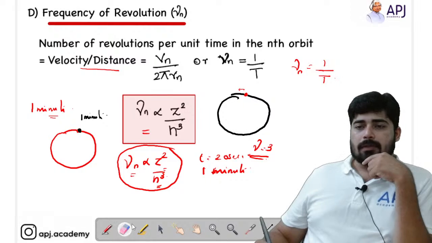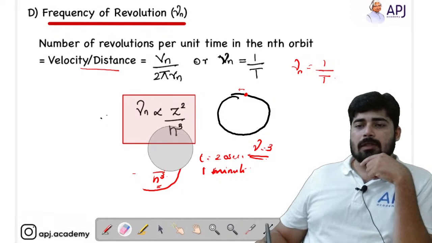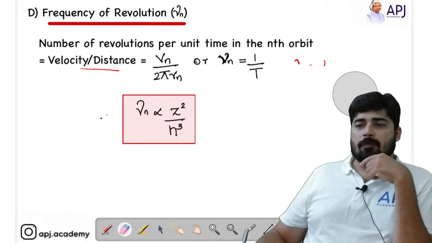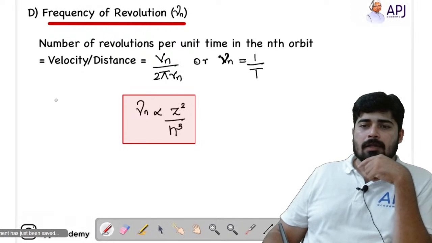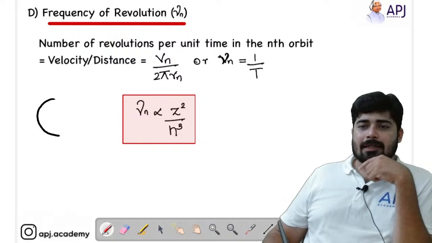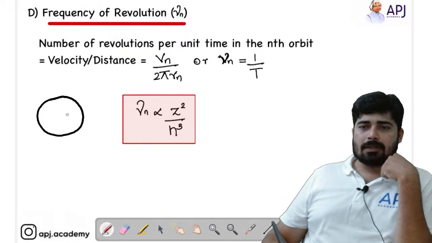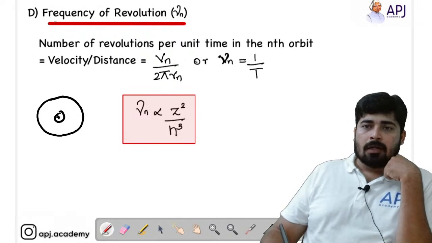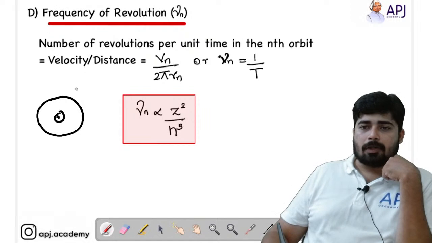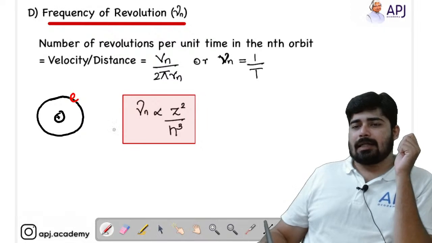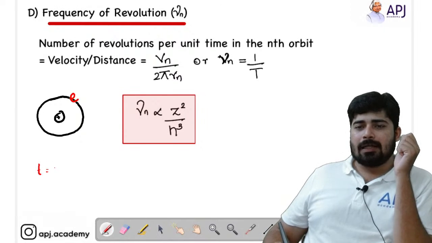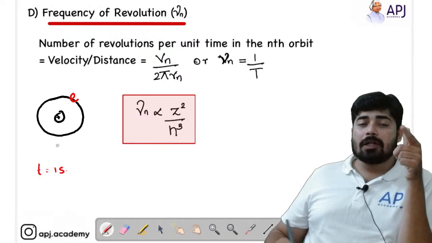Now the next point. Let's think about the frequency. Frequency is nothing but the inverse of time period. What does frequency mean? Let us consider an orbit. This is an orbit, and we have a central nucleus. Now let's take this electron. Let's take the unit time, that is, let the unit time be 1 second, t equal to 1 second. I want to find out the frequency.